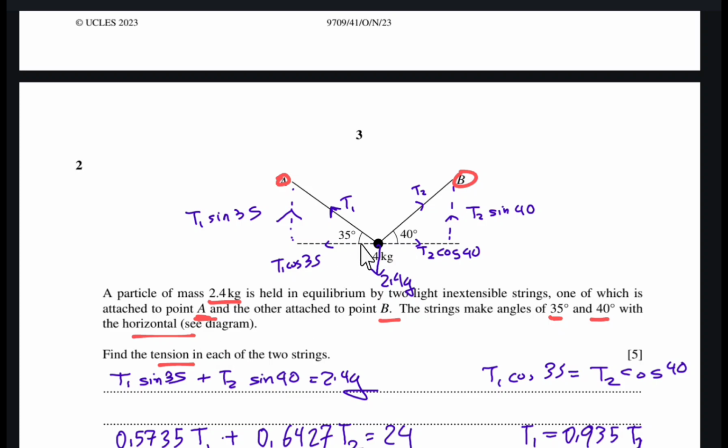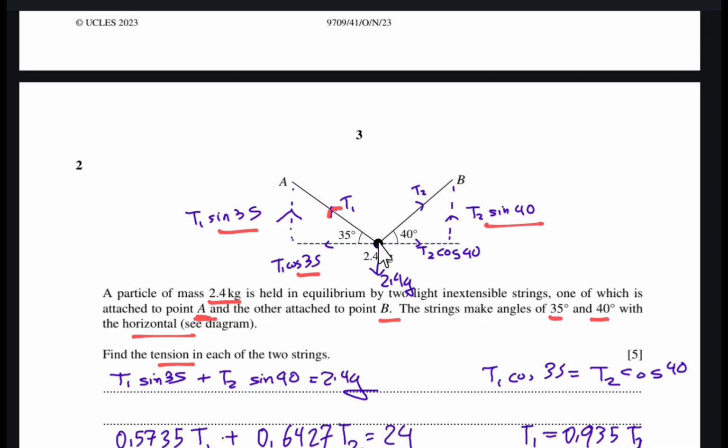To find the tension, we can see that since the two strings are different, the values of tension for the two strings are also different. So we refer to the tension for A as T1 and the tension for B as T2. Then as they act at an angle, we need to find their horizontal and vertical components. For T1, the horizontal component is T1 cos 35 and the vertical component is T1 sin 35. Similarly, T2 cos 40 is the horizontal component and the vertical component is T2 sin 40.